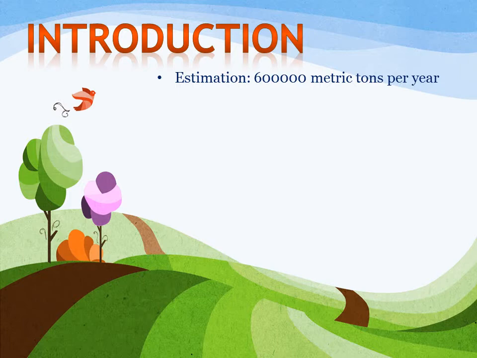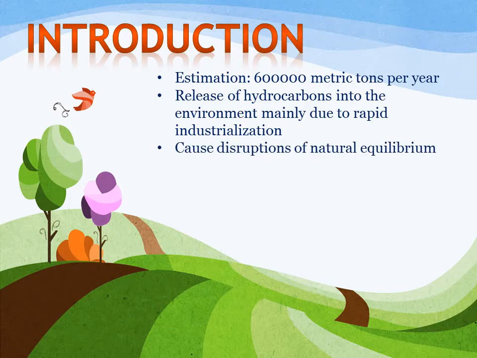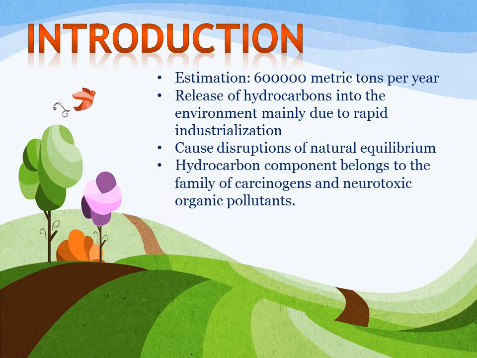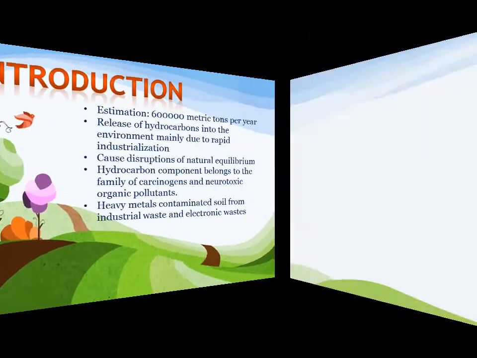Our topic is soil remediation techniques used for contaminated land treatment due to hydrocarbons and heavy metals. It is estimated that 600,000 metric tons per year of contaminants are released to the soil, due to rapid industrialization, and this causes disruption of natural equilibrium. The hydrocarbon component belongs to the family of carcinogens, whereas heavy metals contaminate soil from industrial sources.